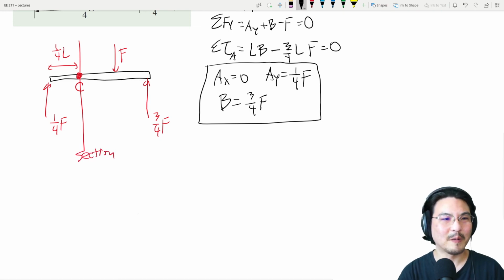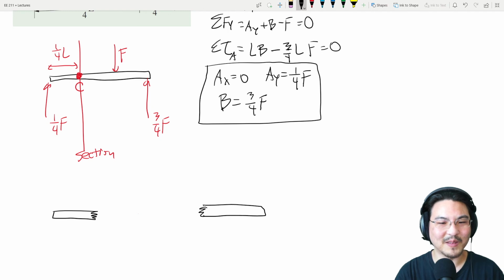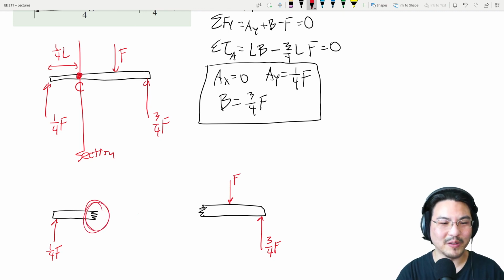Okay, so if we do that, there's the section on the left side and then the section on the right side, and I'll leave some space in between. Okay, so the section on the left side, what does it look like? There's still that reaction from the pin, and then on the right side, there's the reaction from the roller, and then there's a load over here, F. But then when we cut it, now we reveal what's internal to the beam.